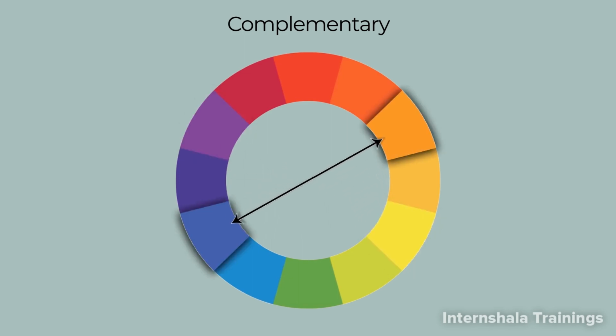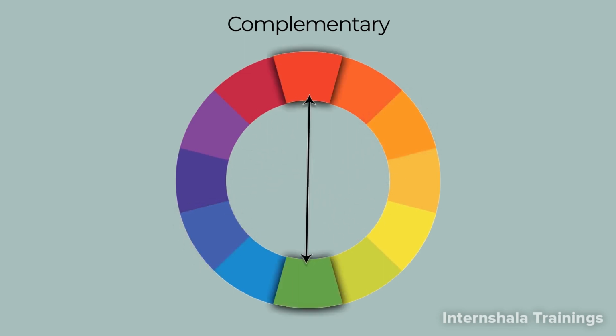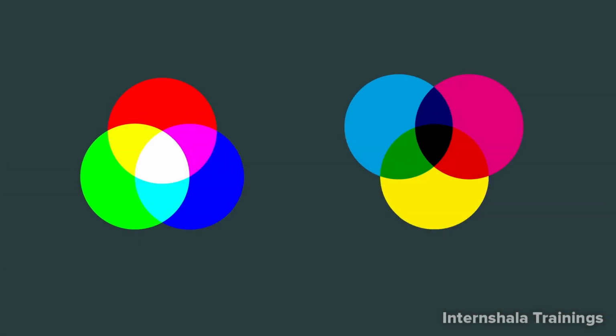Now that you're armed with all this creative knowledge, you will be able to choose the correct colors for your projects, and you will be able to amaze your audience. But there are two technical color models that as a graphic designer you must understand. They are RGB and CMYK.